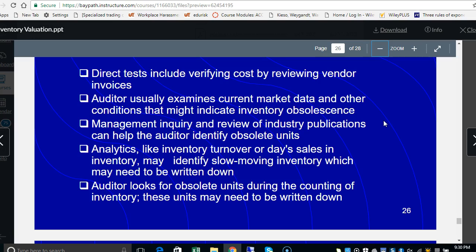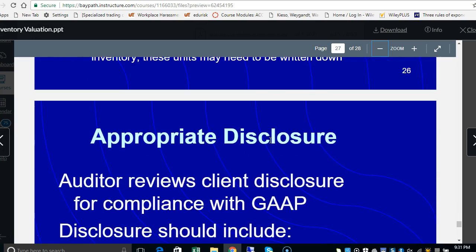Auditor usually examines current market data and other conditions. Management inquiry and review of industry publications can help the auditor identify obsolete units. Analytics like inventory turnover or days sales in inventory might identify slow-moving inventory. Auditors look for obsolete units during the counting of inventory. These units may need to be written down.